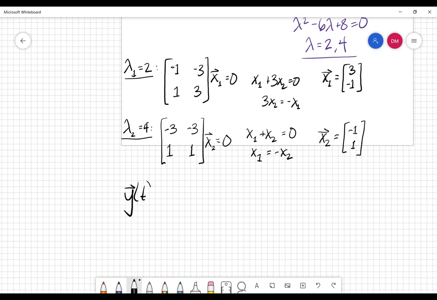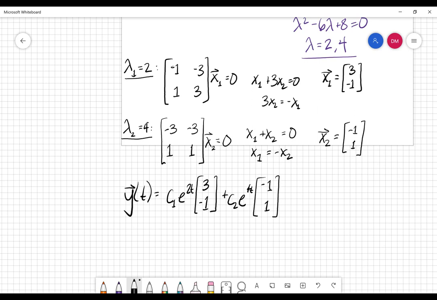Y of t equals c sub 1. We throw that part in with our solutions. Don't forget that. E to the lambda sub 1t. So e to the 2t multiplied by its corresponding eigenvector x sub 1. So 3, negative 1. Plus c sub 2 e to the lambda 2. So that would be e to the 4t times its corresponding eigenvector, negative 1, 1.